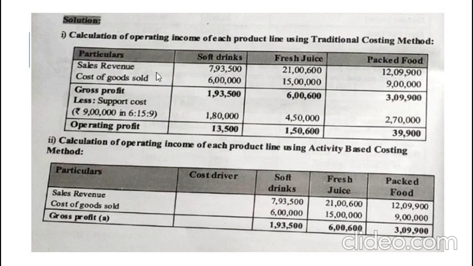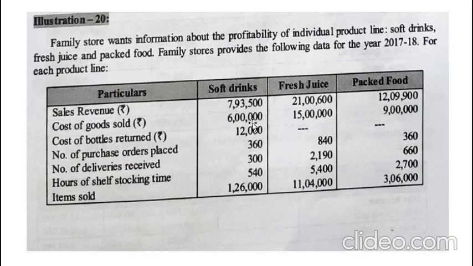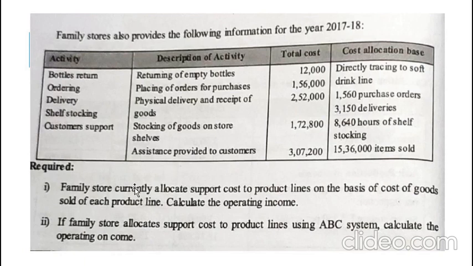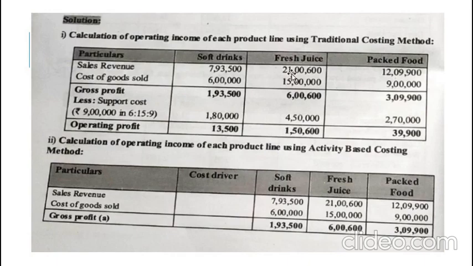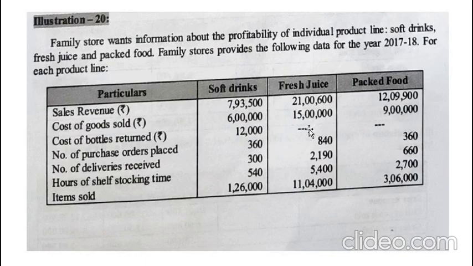Now they have given us the sales revenue for soft drinks, fresh juice and packed food. The sales revenue for soft drinks is 7,93,500, taken here. Then for fresh juice 21,600,000. Then for packed food 12,09,900. Then the cost of goods sold will be subtracted to find the profit. The cost of goods sold is 6 lakh, 15 lakh and 9 lakh.